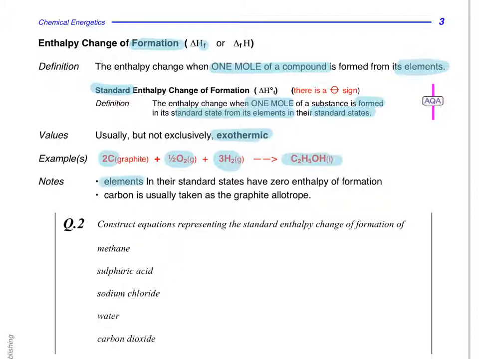If you have an element, then the enthalpy change of formation for that is 0, because if you're forming an element from its elements, then you're already there. You're not actually making any kind of change. You're not needing to say that there's any kind of enthalpy change. It says here about carbon usually being taken as the graphite allotrope. Just remember that carbon can be found as diamond as well, so that's a different allotrope, a different version of carbon, and we tend to say as standard carbon is in the graphite form.